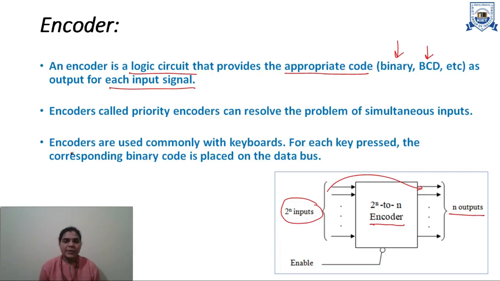For example, if we use an encoder with a keyboard, for each key pressed, the corresponding binary code is placed on the data bus. So one of the keys will be encoded in some binary code, and for this purpose, we will have an encoder.